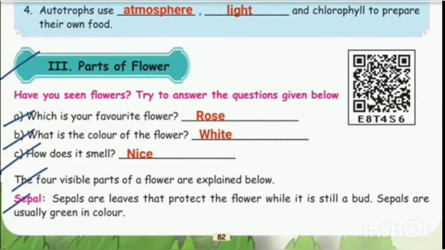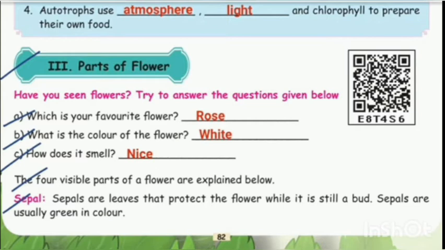Which is your favorite flower? Jasmine, rose. What is the color of the flower? White or red? How does it smell? Jasmine and rose, it is nice, no? Pleasant smell.